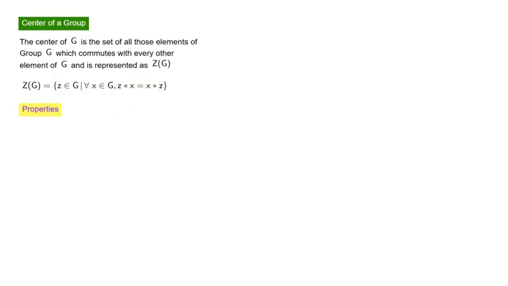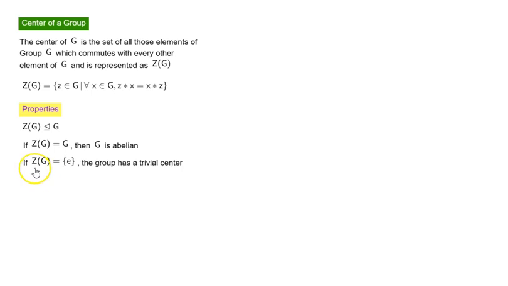Let's look at some properties. Now Z(G), that is the center of the group, is always a normal subgroup of the group G. Now if Z(G) is equal to G, that means all the elements of G commute with each other, then G is abelian. Now if Z(G) is equal to the set containing only e, the group has a trivial center. We know e always commutes with all the other elements. What this means is that no other element commutes with every other element.